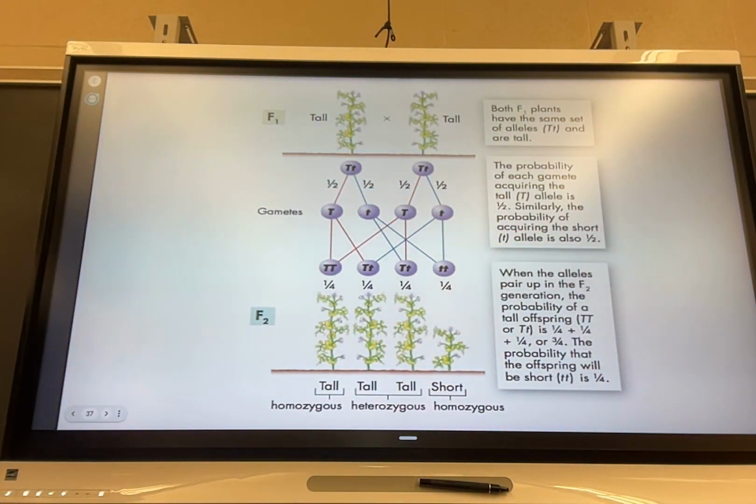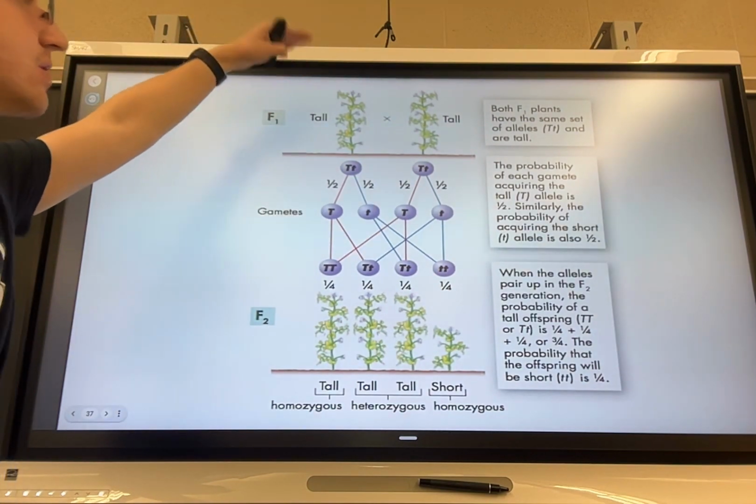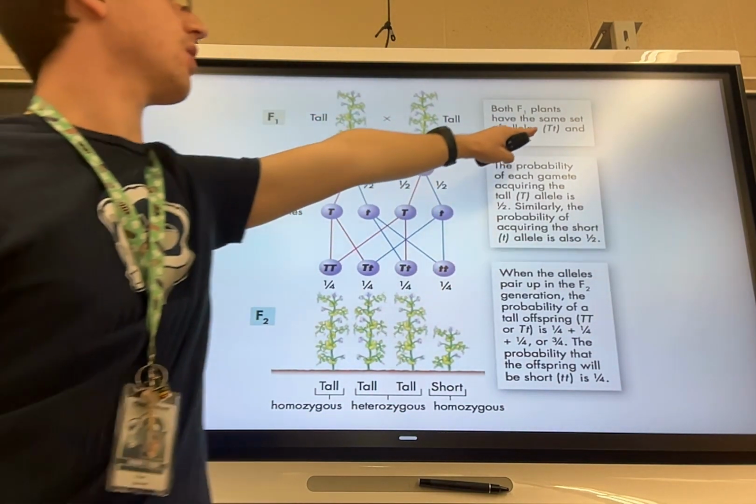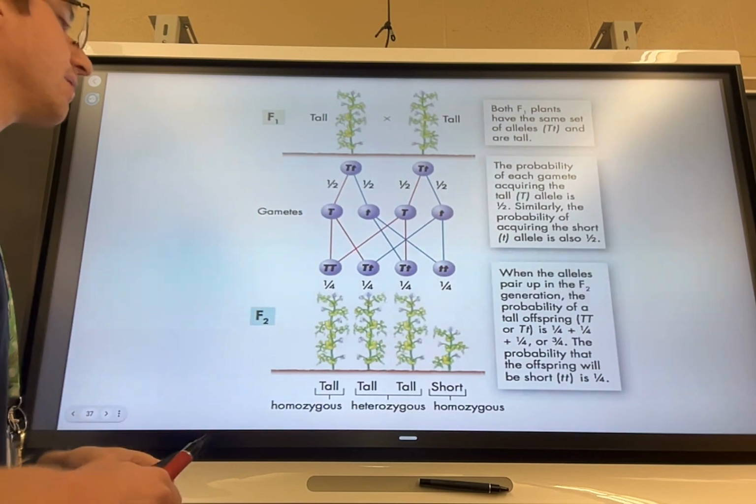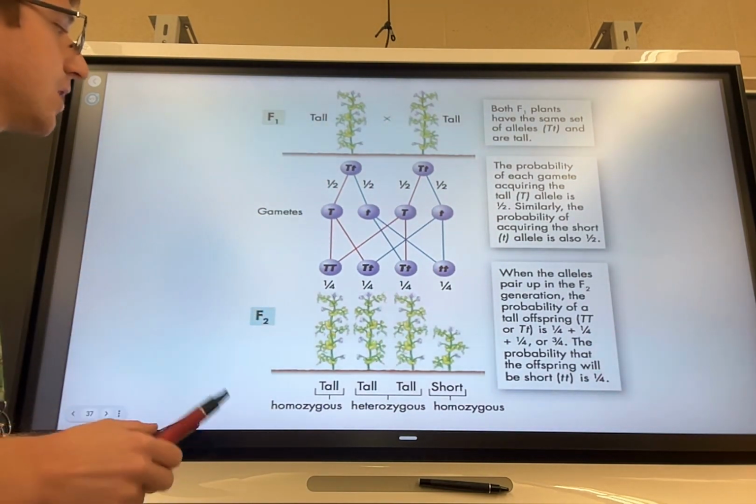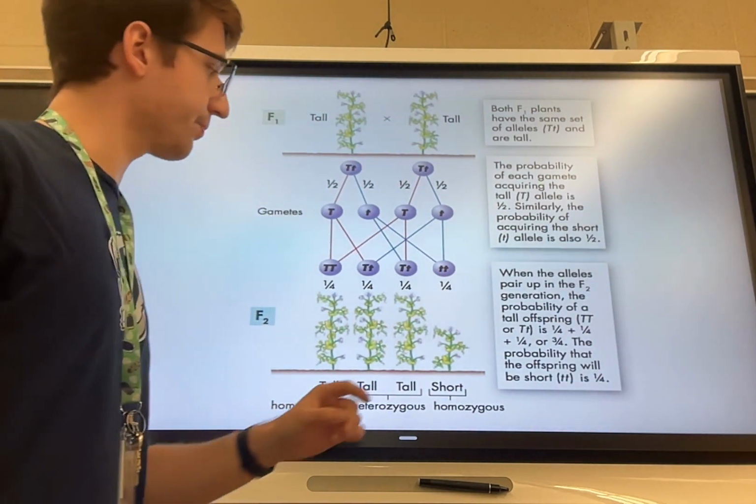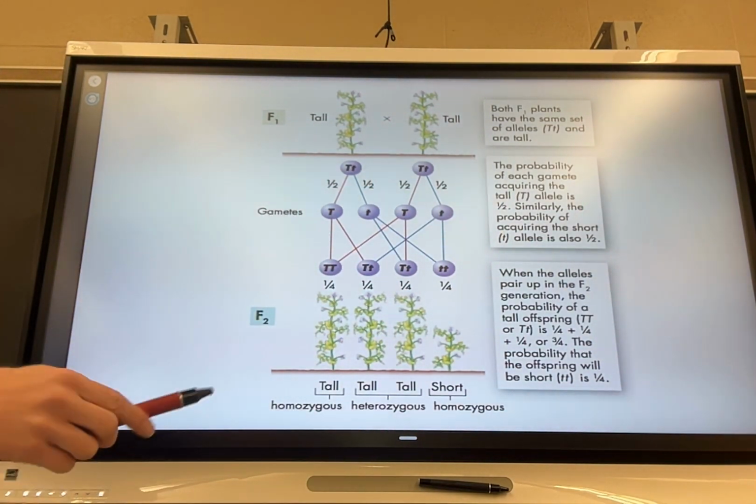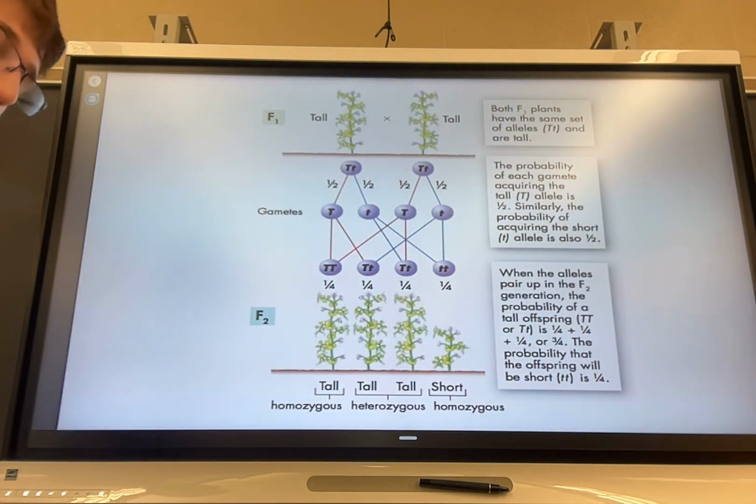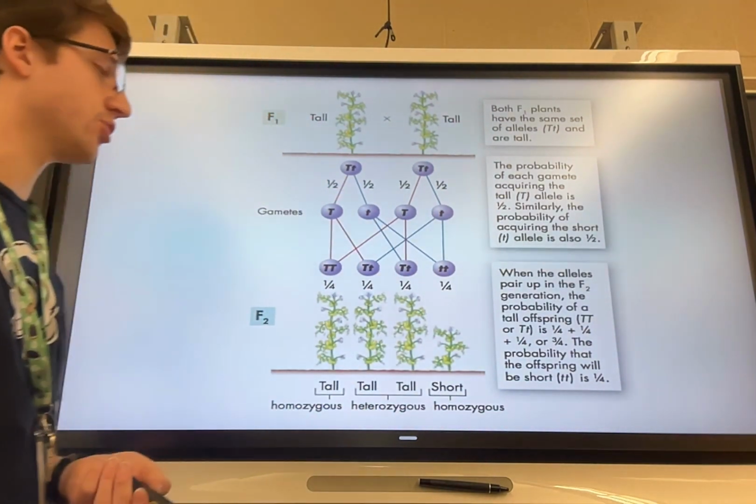So we can use this in our genetics to figure out what the chance of us getting a certain trait is going to be. For example, in this one, we start out with 2 tall plants, but both of them, it says over here, are heterozygous. So if we cross them, we have a 1 in 4 chance of getting a homozygous dominant, a 1/2 chance of getting heterozygous, and a 1/4 chance of getting homozygous recessive. When we translate that to our phenotypes, our physical characteristics, we have 3 chances of getting tall and 1 of getting short.